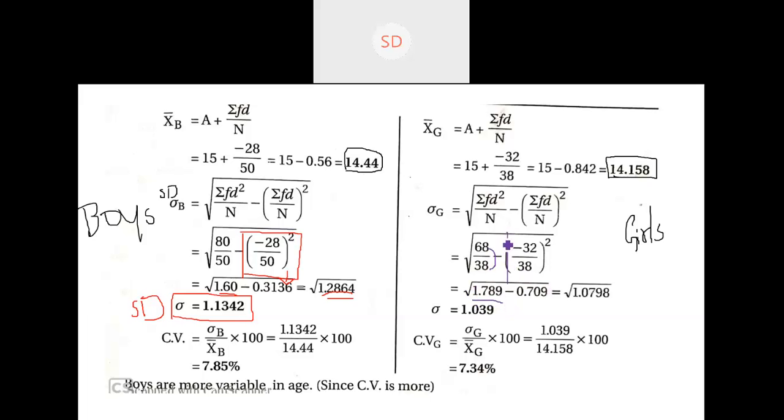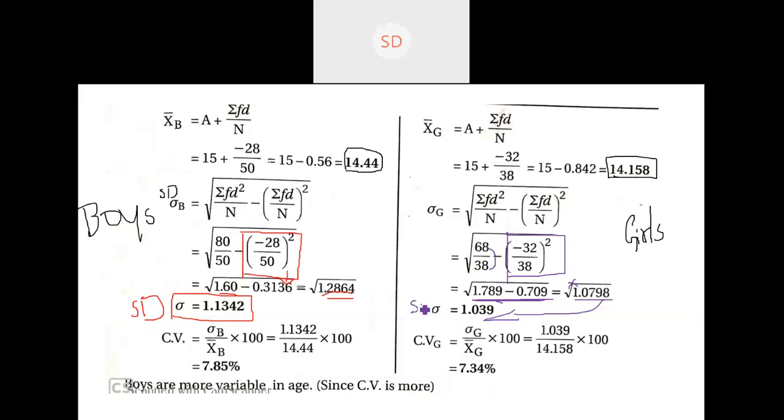Completely you have to take the whole square. That will give you 0.709. Now, after finding this step, you will have to take the square root and find the difference of these two. Once you find the difference, it will be 1.0798. And the next step, how do you take out the square root? Just find the square root value. The square root of 1.0798, you get the standard deviation for the girls, that is 1.039. So this is the standard deviation for the girls.